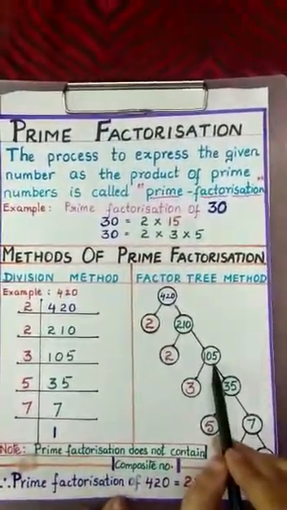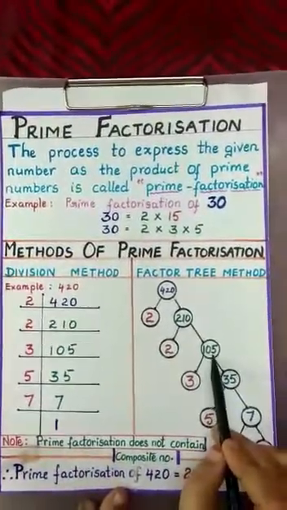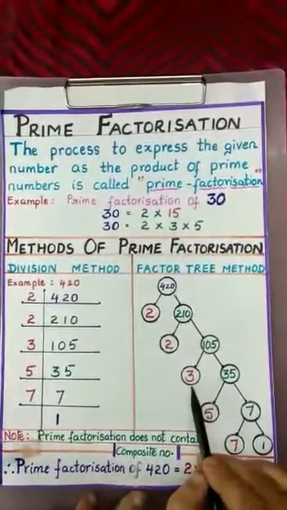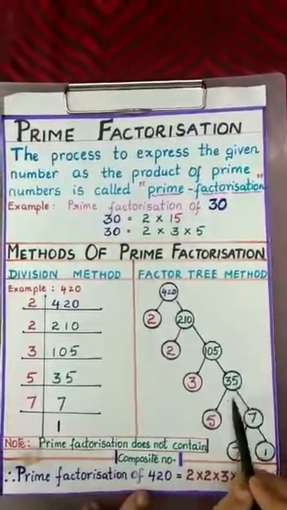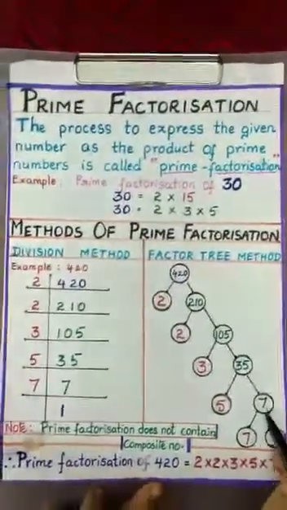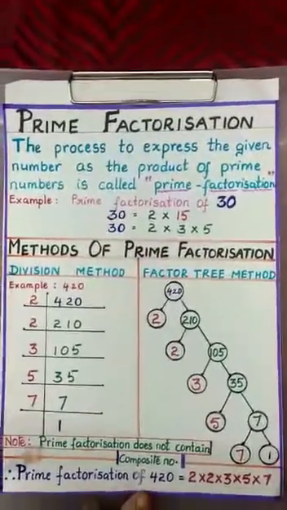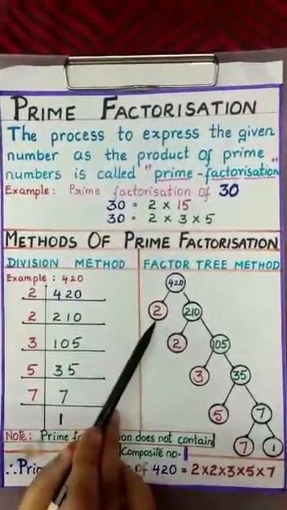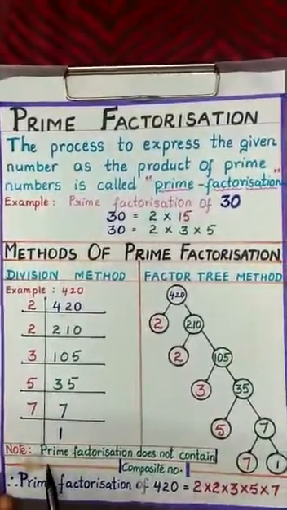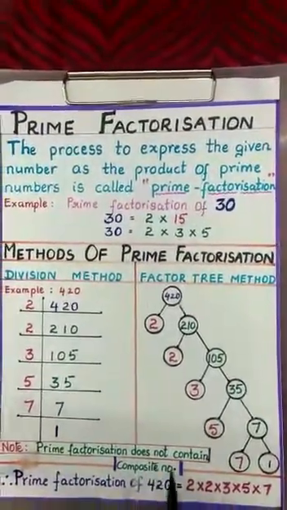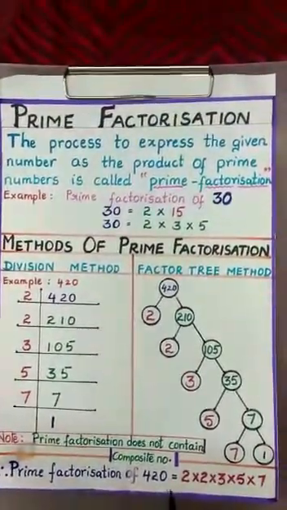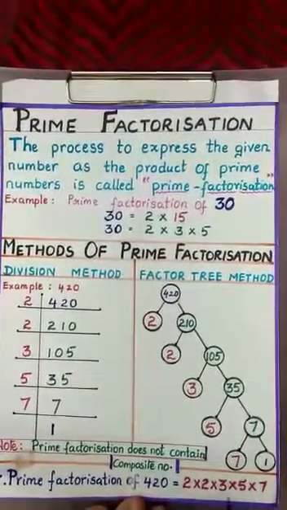105 is a composite number. This 105 can be written as a product of 3 and 35. Now 3 is a prime number. So we split here 35 as a product of two numbers. 5 sevens are 35. And 7 can be written as 7 ones are 7. So what are the prime factors we got here? 2, 2, 3, 5, 7. So if you observe, this prime factorization does not contain any composite number. So what is the prime factorization of 420? 2 into 2 into 3 into 5 into 7.